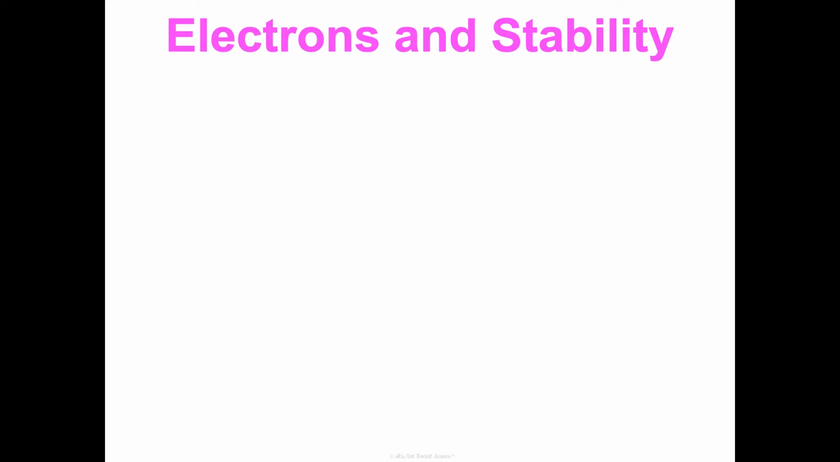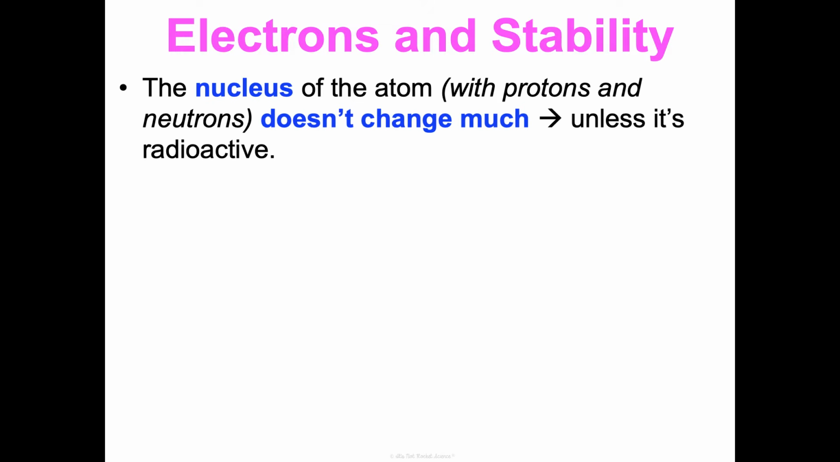Okay, so now let's talk about electrons and what they have to do with stability. And again, we kind of introduced this in our last unit, but we're going to dive deeper in this one and even deeper in our next unit about chemical bonds. So first, remember, the nucleus of the atom, which has the protons and neutrons, it doesn't change much unless it's radioactive, which you hopefully remember from when we learned about nuclear chemistry and nuclear reactions, okay? So it's not changing much at all.